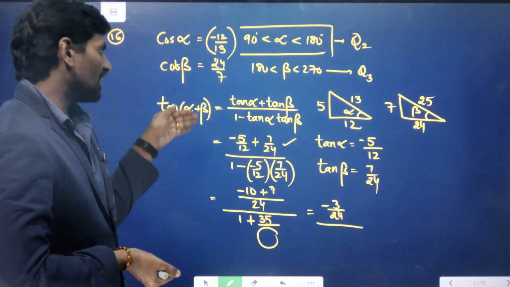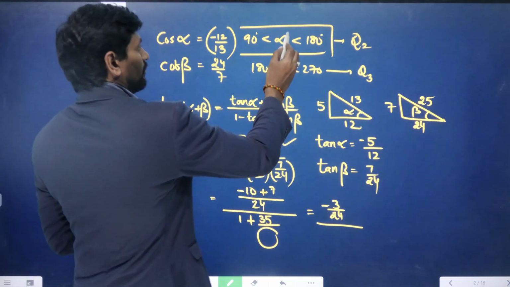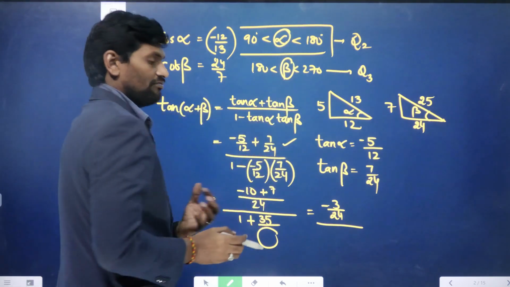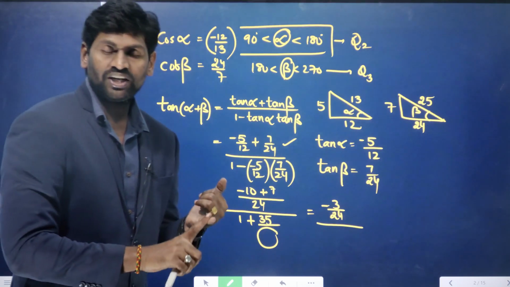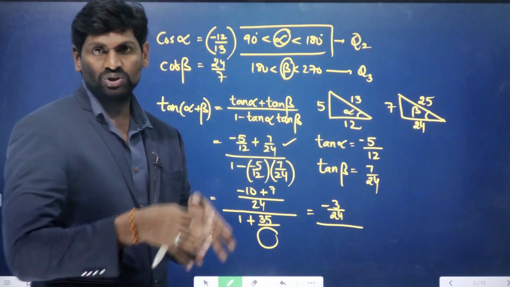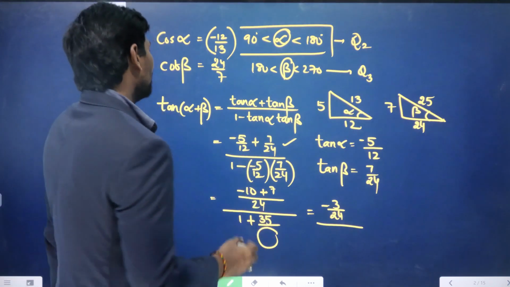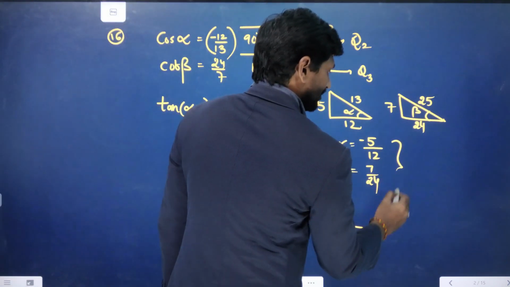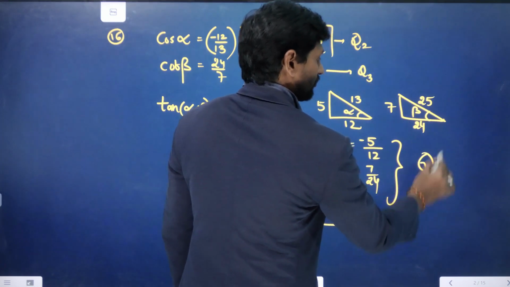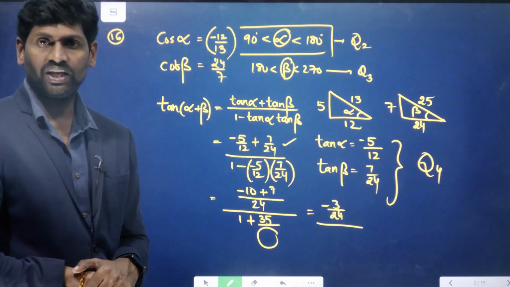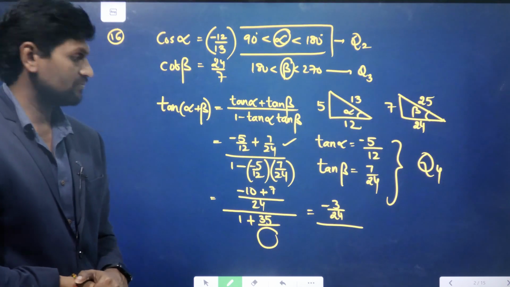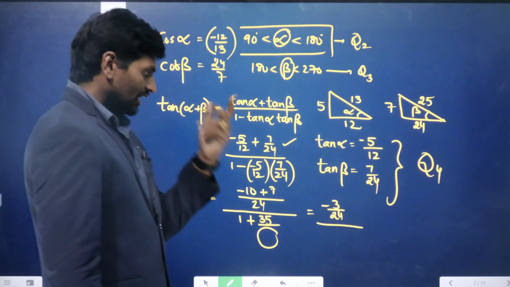So this tan alpha plus beta, when you are adding both of them, alpha plus beta, when you are getting negative: first quadrant all positives, second and fourth quadrants tan values are negative. So you'll have only the option, this will lie in quadrant 4. This will lie in quadrant 4. Okay? Let us go to the next problem.